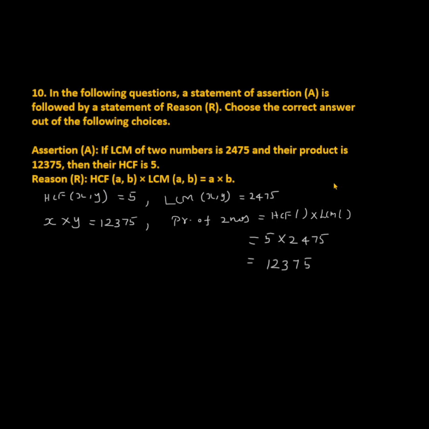So the assertion is correct. Then what is the reason given? HCF into LCM of A, B is equal to A into B. Yes, we took x and y. So HCF of x, y into LCM of x, y is equal to x into y, we got. So the reason is also correct, so the answer is again A. Assertion is right, reason is also right, and the reason is the correct explanation of the assertion.